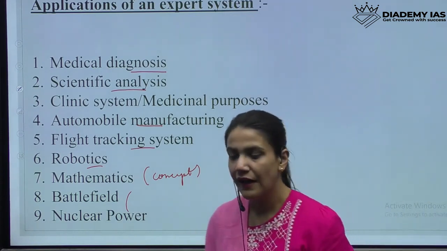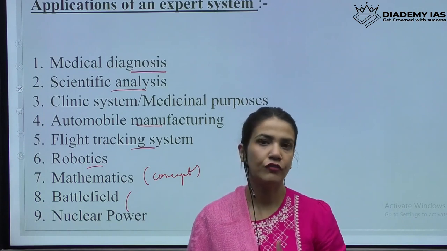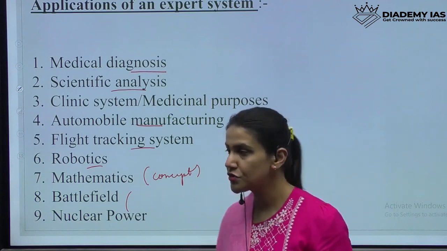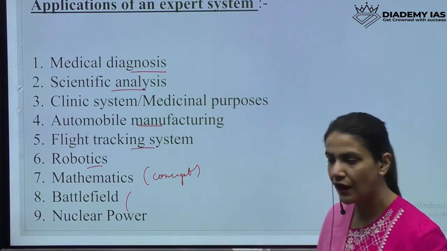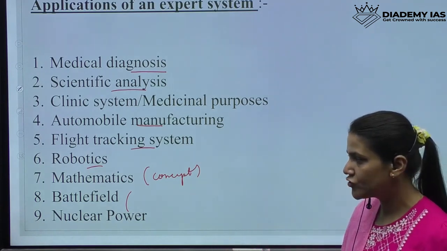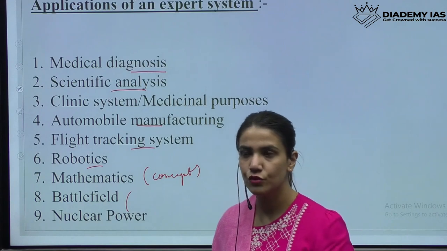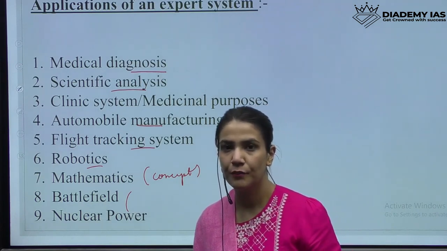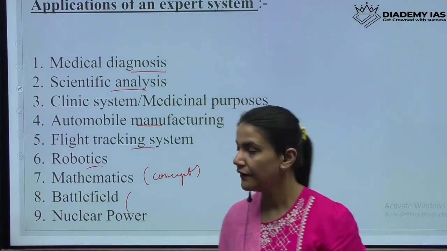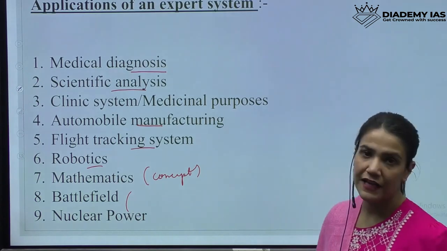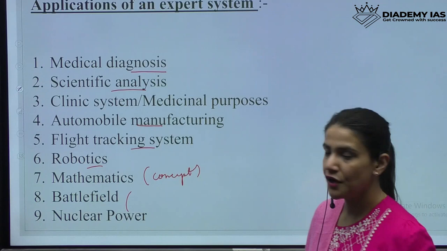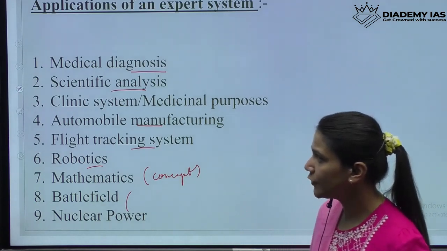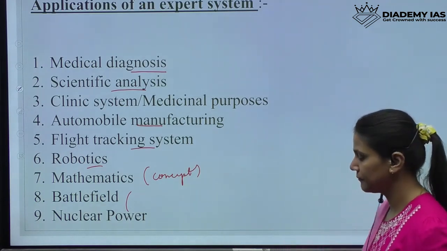In nuclear power, considering the kind of radiation or chemical compounds being used, the level of damage is minimized by using an expert system, so that the pre-hand problem solution is always there, right? So this is where expert systems are used. These are the 9 major applications I have introduced. You can read them one by one, and you can write about them also very easily.